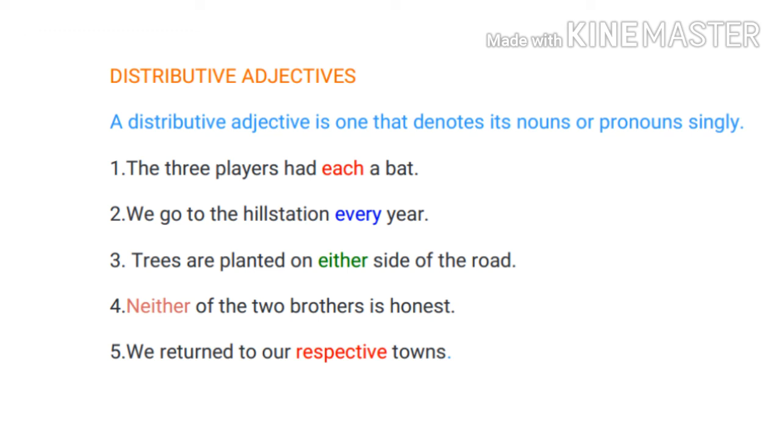Neither of the two brothers is honest. Of course, we are talking about two brothers, but we talk about each of them individually. No one is honest. That is what we want to say. We return to our respective towns. So we are talking about some towns, but we talk about each town separately or individually. Hope you have understood this point of distributive adjective.